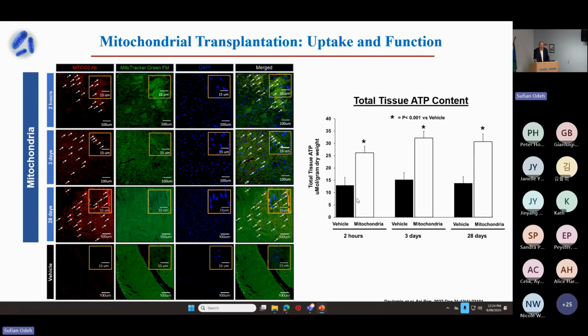Here it is, normal total tissue ATP. Here's one with the mitochondria. Here's at 3 days, and here's at 20 days. So 28 days is when we finish. Essentially, our animal people do not want our animals in there after 28 days. We have to take them out, either bring them home or send them off somewhere else.